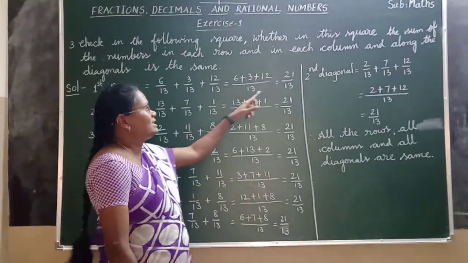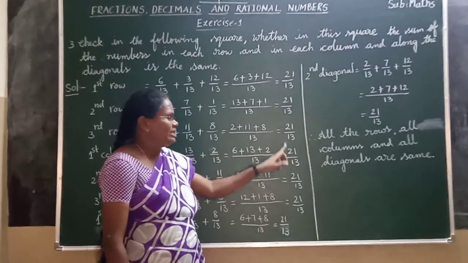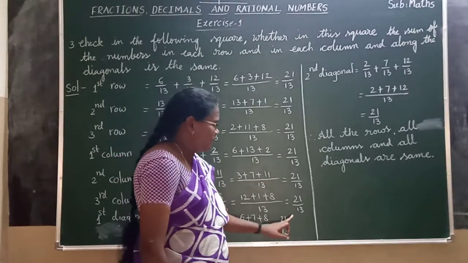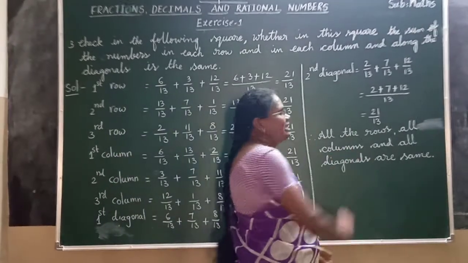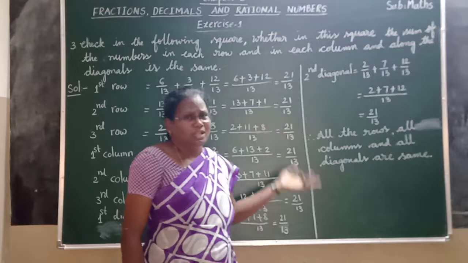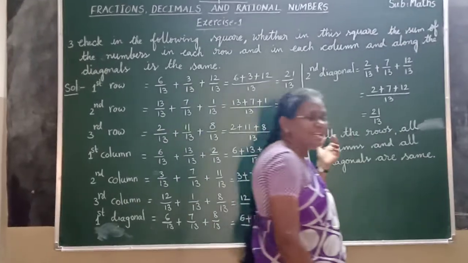See here, what is the answer? 21 by 13 every time. All the rows are same, all the columns are same, all the diagonals are same.